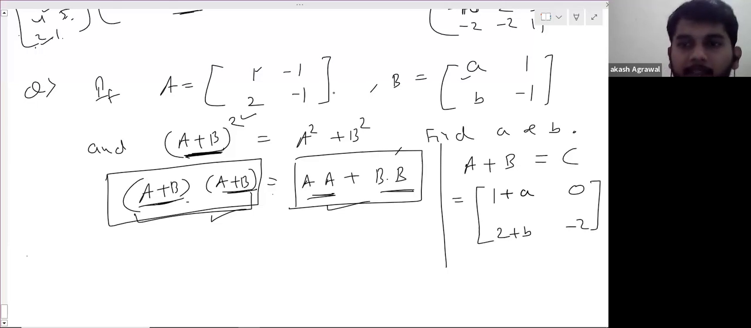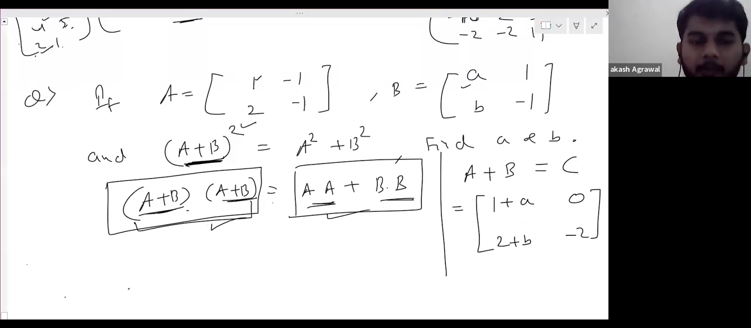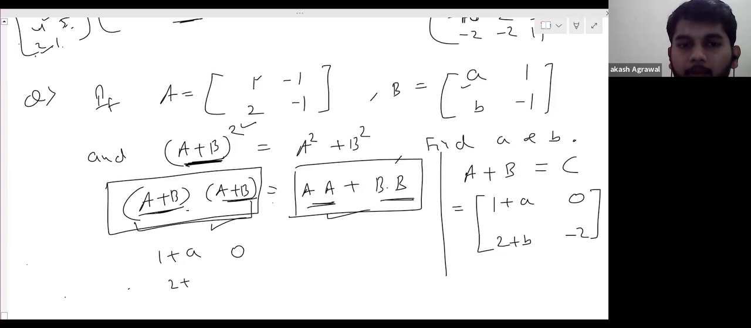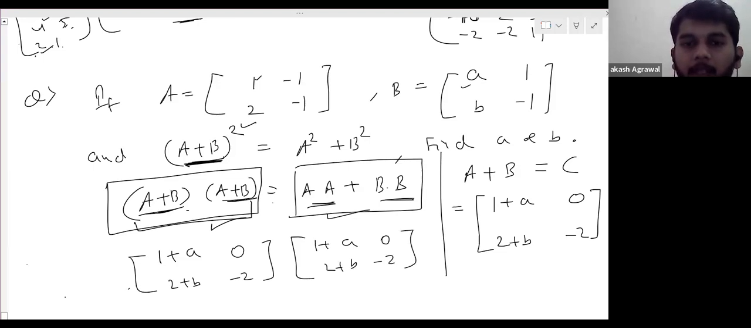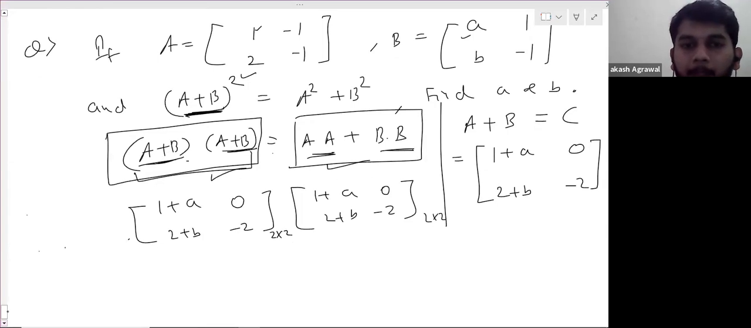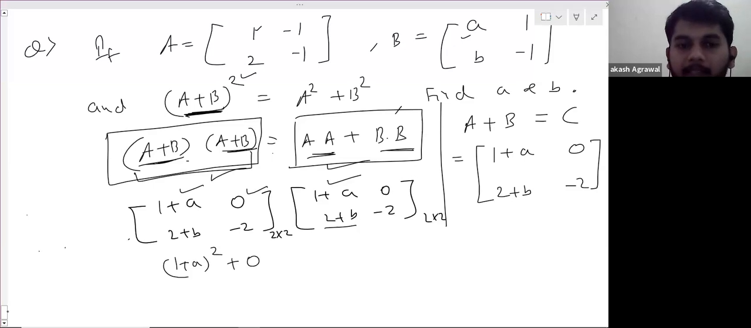Now, suppose we say this is C. So now we have to find C square, right? Let's multiply 1 plus A, 0, 2 plus B, minus 2, with 1 plus A, 0, 2 plus B, minus 2. First, let's check the order. This is 2 by 2, 2 by 2. The resultant would also be 2 by 2. So 1 plus A into 1 plus A. So 1 plus A whole square. 0 into this, so plus 0. This step is clear?